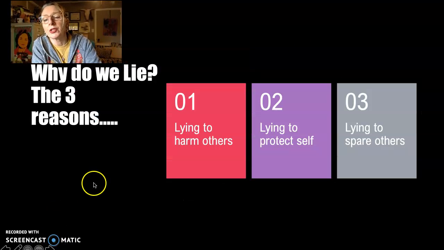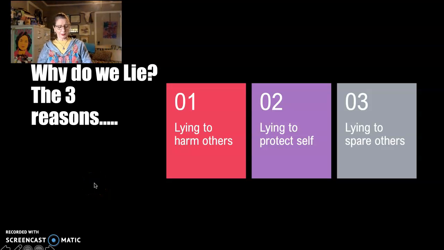Cool. So why do we lie in the first place? What does the research tell us about why we lie? Well, sometimes we do lie purposely to harm someone. We could lie about ourselves, lie about something. We lie to protect ourselves. And sometimes we lie to spare others.